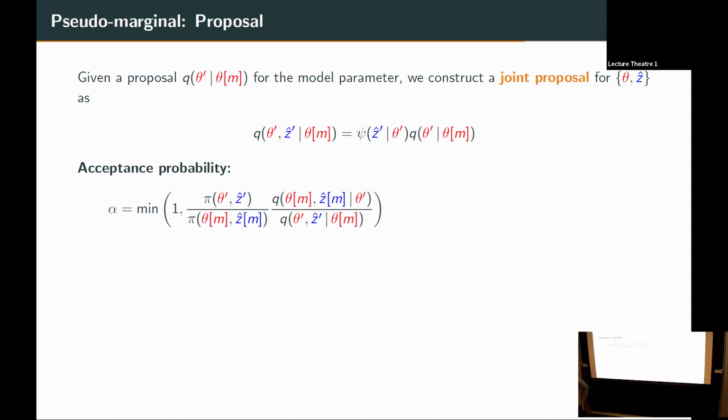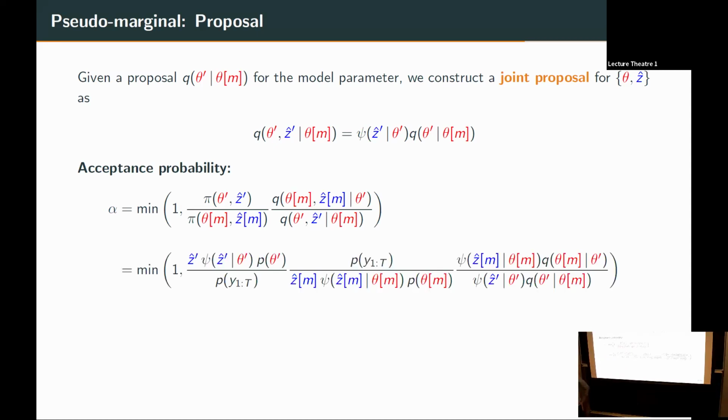In here, just expanding all of those terms, we get something which looks a bit messy, but this is just how we define the extended target. So that's the first factor over here. Here we have the extended target again. The inverse of that corresponds to this here. And then over here we have the ratio of the proposal distributions according to the definition above.